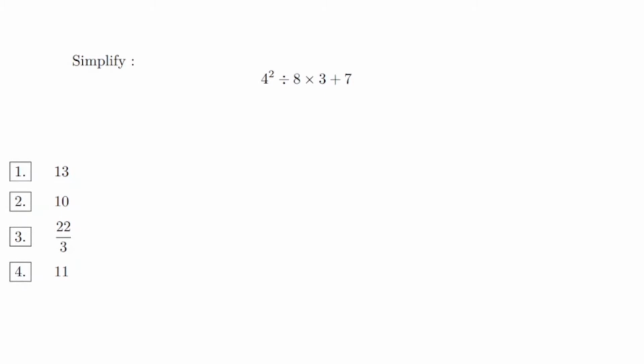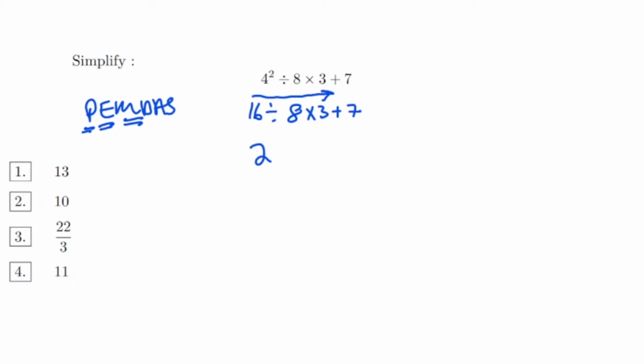Simplify 4 squared divided by 8 times 3 plus 7. Well, we follow this order, PEMDAS. And since we have no parentheses, we have exponents. We'll do the exponent first. 4 squared is 16 divided by 8 times 3 plus 7. And now we're done with exponents. We move on to multiplication or division, working from left to right. Okay, so we do 16 divided by 8. 16 divided by 8 is 2. So it's 2 times 3 plus 7.